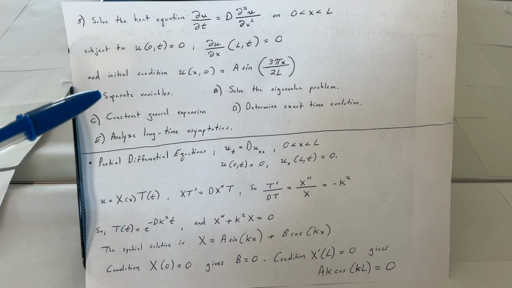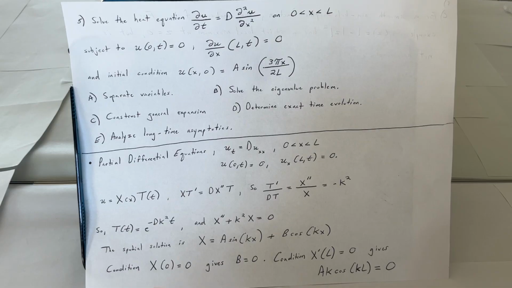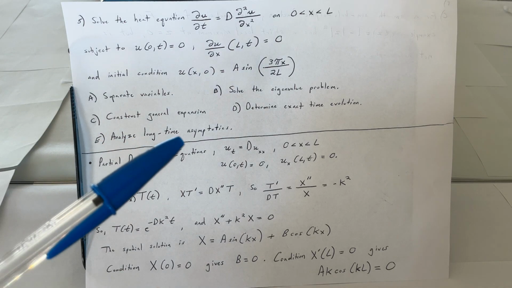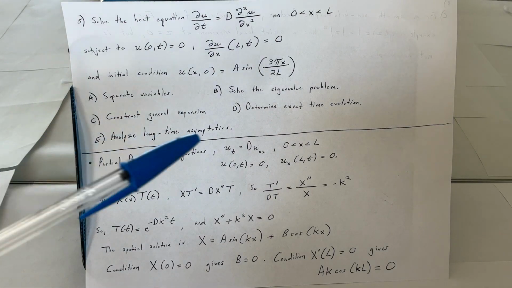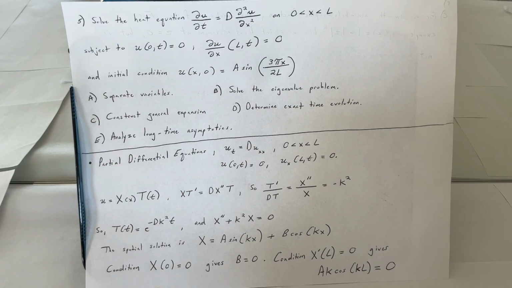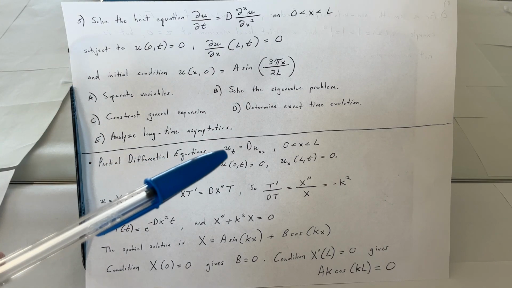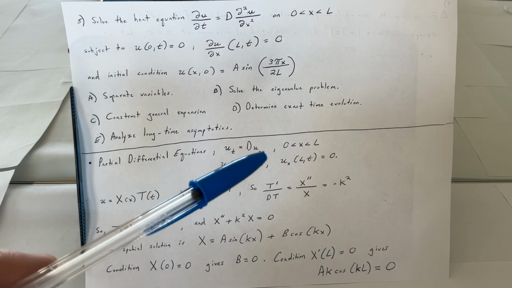So part A, separate the variables. Part B, solve the eigenvalue problem. Part C, construct the general expansion. Part D, determine the exact time evolution. And Part E, analyze long time asymptotics. So this is a partial differential equation. We can write this u_t = D u_xx.